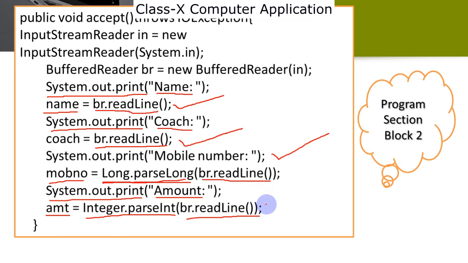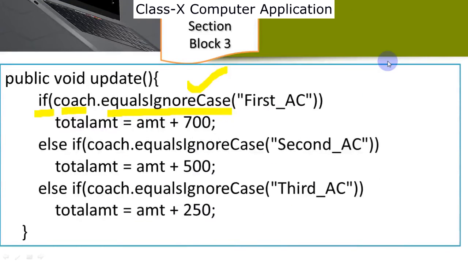Now here, how many inputs are we accepting? First one was the name, then coach, then mobile number, then amount. These are the things we have to accept. So this is program section block 2. The next one is program section block 3.